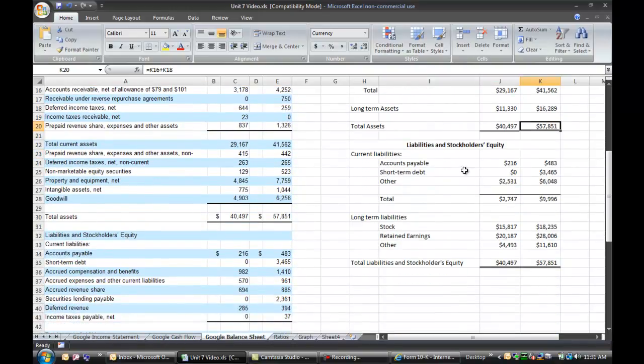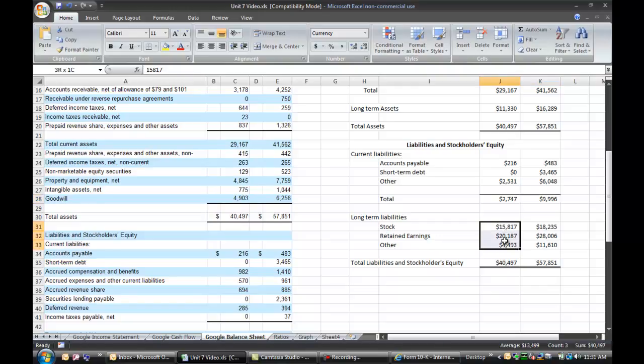Then there are liabilities and stockholders' equity: accounts payable, money you owe people, short-term debt, bank loans, whatever, and they have a large category of other. You can go through and get the detail. These are liabilities. And then there's long-term, stock, owners' equity, stock, retained earnings, and other. Put those together.